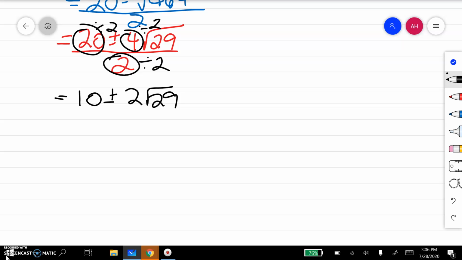We can divide the bottom by 2, but 2 divided by 2 is 1, which means we don't really need that as part of the answer. We can't add these together because the second term has a radical, so that would be your answer.